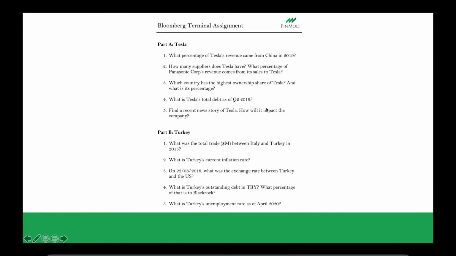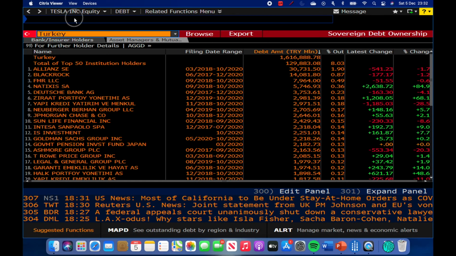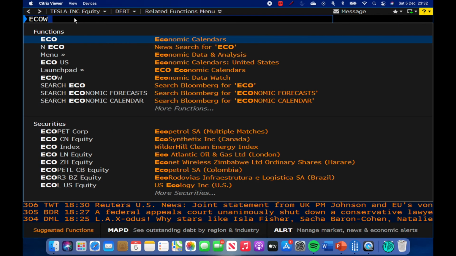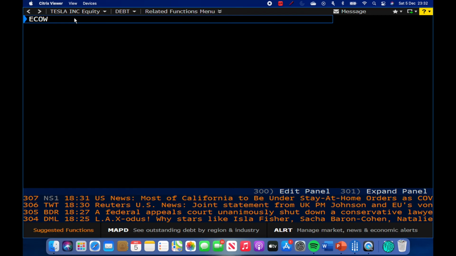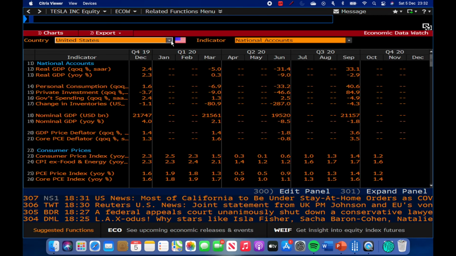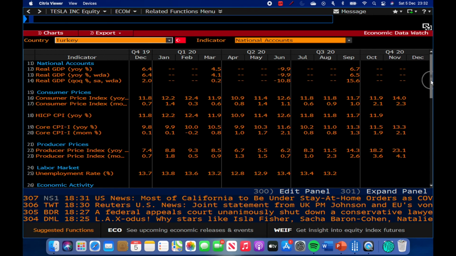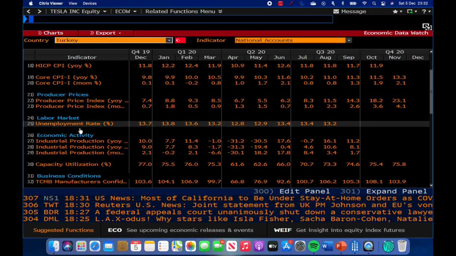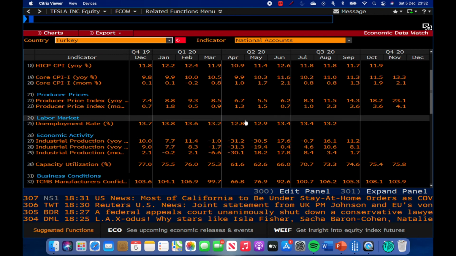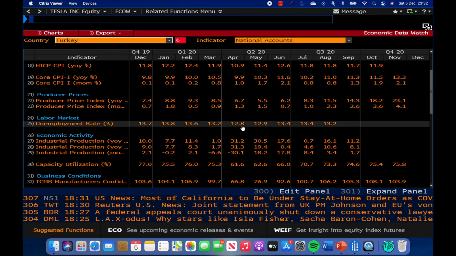Finally, we have question 5, which is, what is Turkey's unemployment rate as of April 2020? To find this in the terminal, we type in ECOW, which is the Economic Data Watch, and click enter. Again, we have to change the country to Turkey, wait for it to update, and then if we scroll down, we find the labour market and then the unemployment rate. The question asks for April 2020, so we move down to April 2020, and we see that the unemployment rate was 12.8%. That's the answer to the final question.